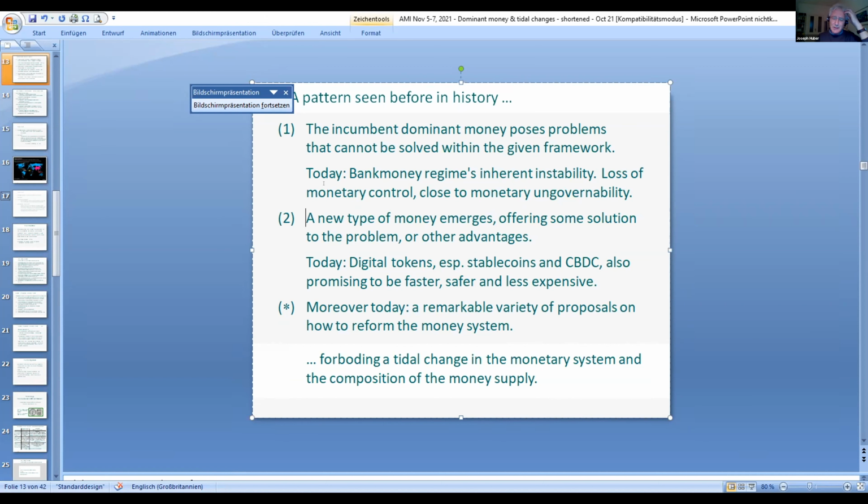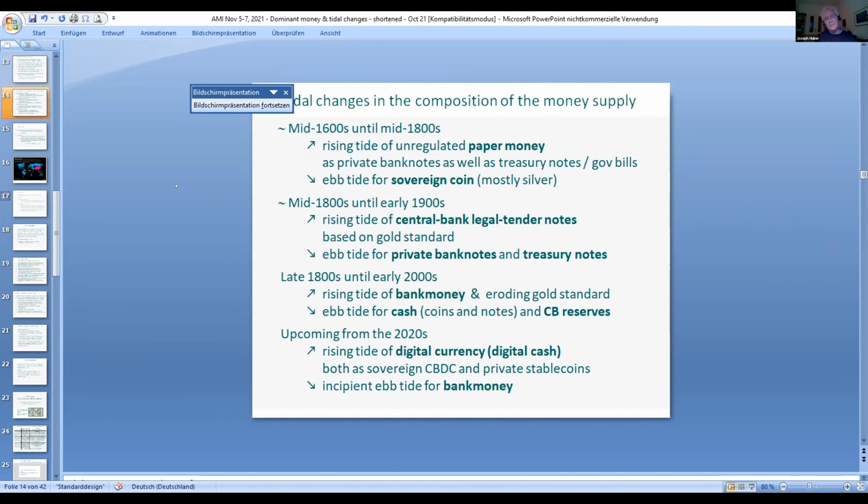And by the way, another observation here, particularly in the last 10 to 20 years, we had a very remarkable variety of new proposals on monetary reform. Now, we didn't have that in the decades before. And of course, all these together are signs foreboding a tidal change in the monetary system.